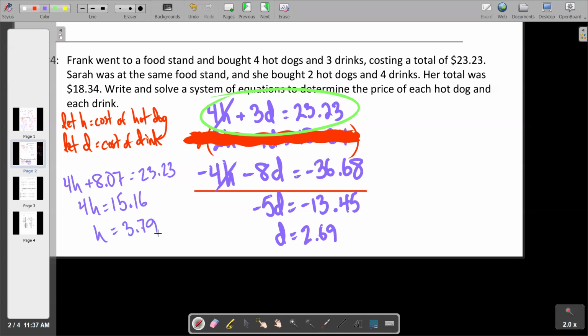What's the last step in this annoying process? Answer the question, right? So your answer would be, in the interest of time, I'm not going to write it. It would say a hot dog costs $3.79, comma, and a drink costs $2.69, period. Capital on the front, period on the back.